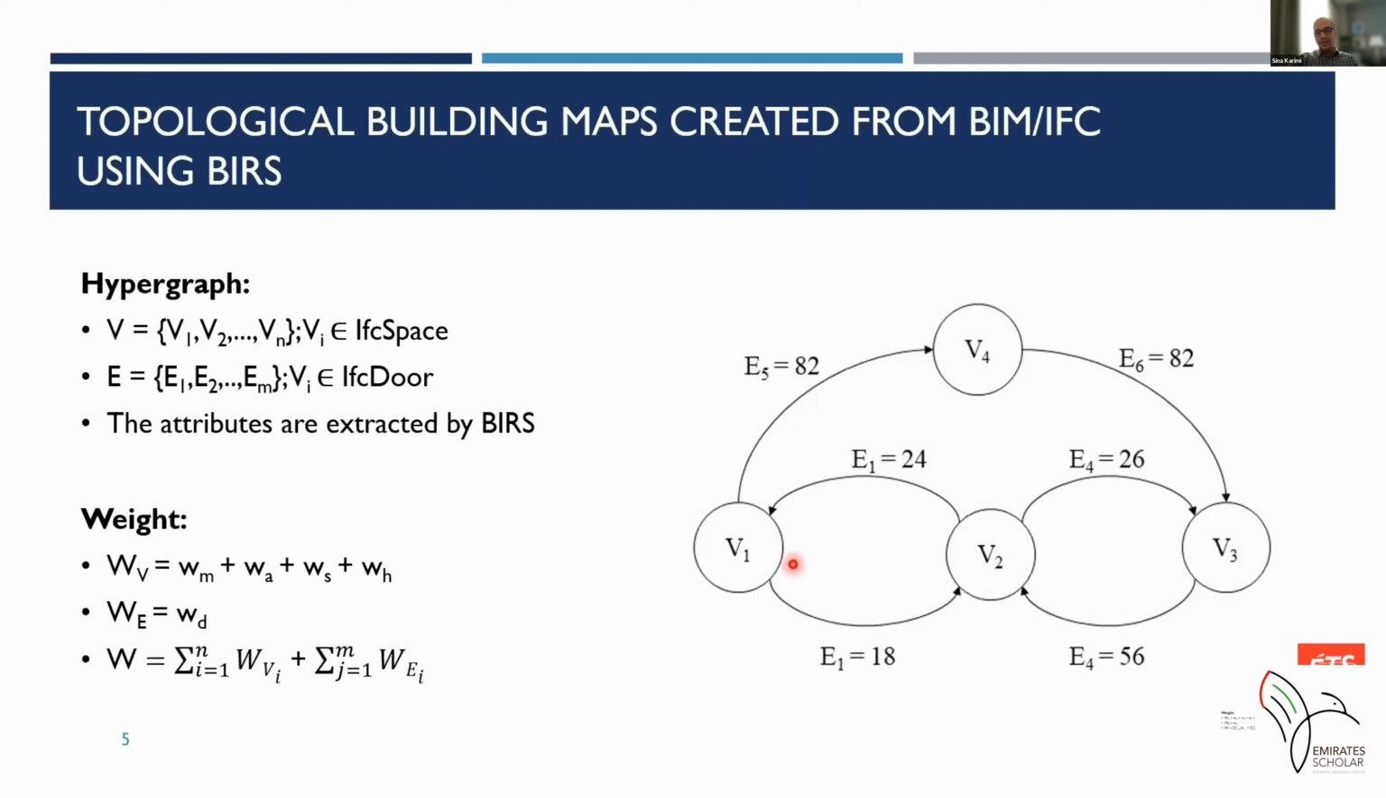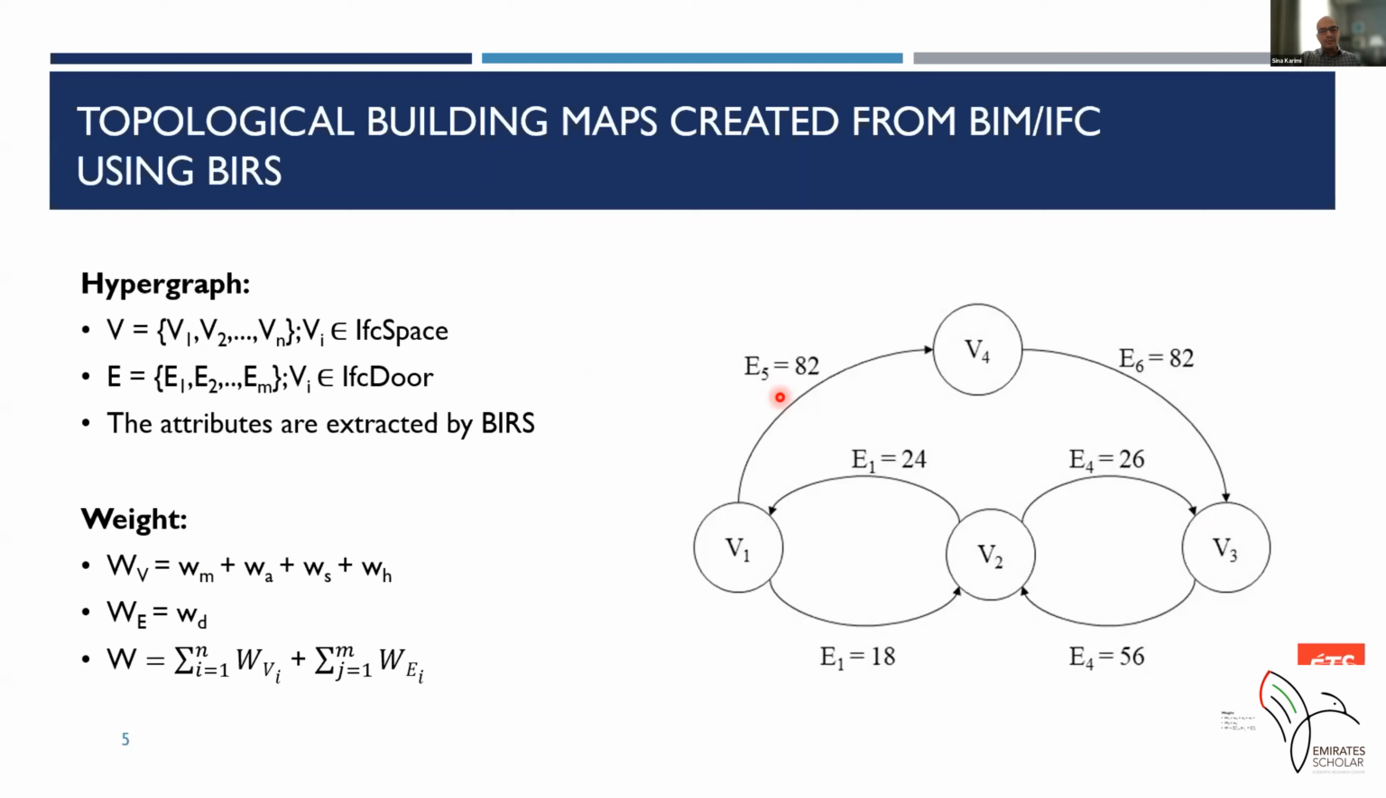So for example, in this case, if the robot wants to go from node V1 to V2, you can see that we have an overall weight of 18, so that the robot would understand which path is better. Does it have to go from V1 to V2 and then V3, or does it need to go through V4 then to V3? And all this information is provided by BIM and then integrated with ROS.